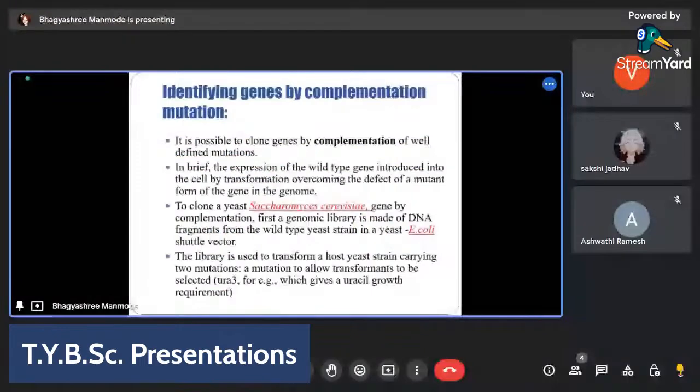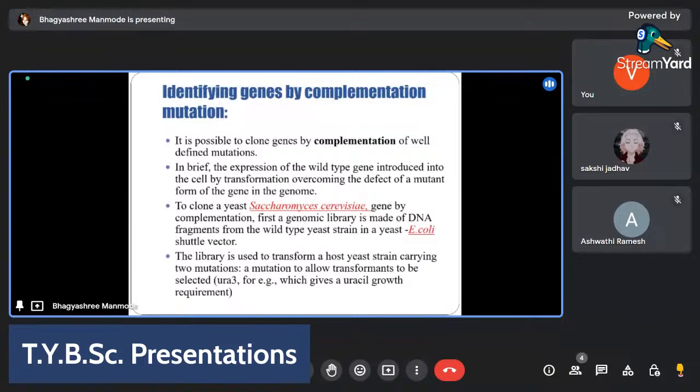So how do we identify genes by complementation of mutation? It is possible to clone genes by complementation of well-defined mutations. In brief, the wild-type gene is introduced into the cell by transformation, and its expression overcomes the defect of the mutant form of the gene in the genome. To clone a yeast, Saccharomyces cerevisiae, gene by complementation, first a genomic library is made up of DNA fragments from the wild-type yeast strain.